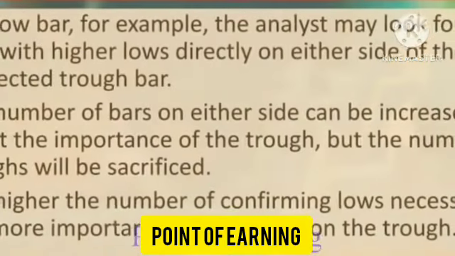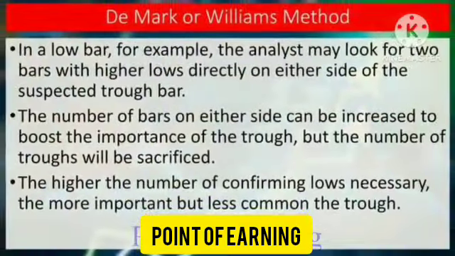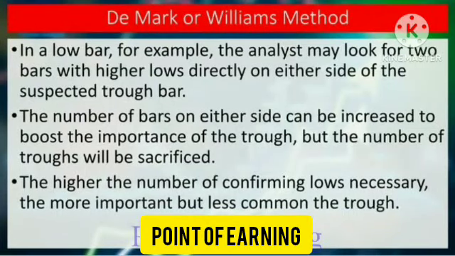DeMark or Williams method. In a low bar, for example, the analyst may look for two bars with higher lows directly on either side of the suspected trough bar. The number of bars on either side can be increased to boost the importance of the trough, but the number of troughs will be sacrificed. The higher the number of confirming lows necessary, the more important but less common the trough.